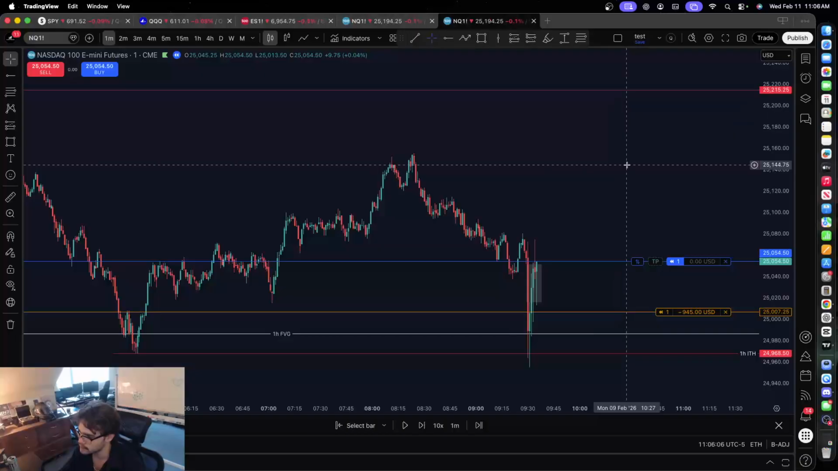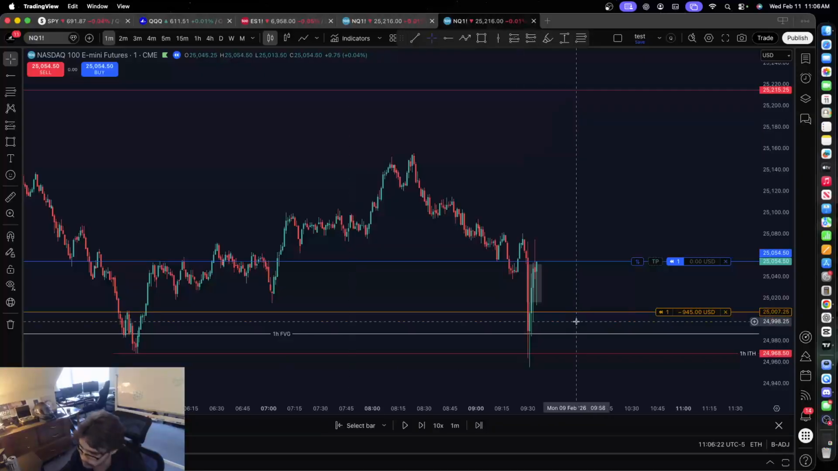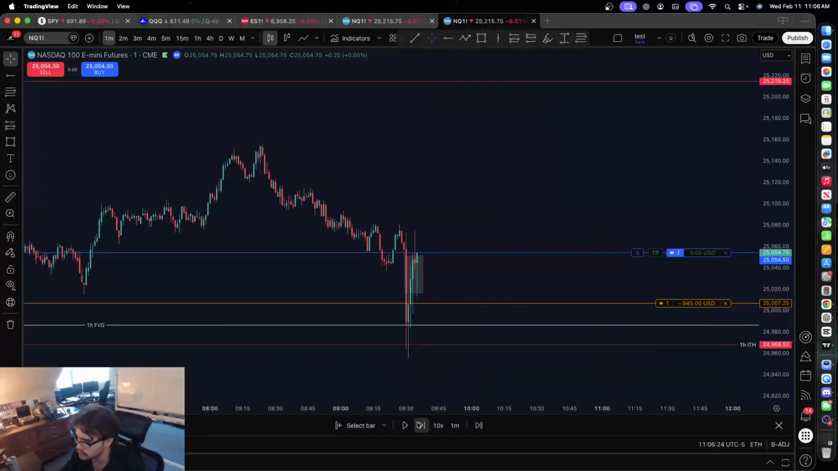I don't know if this is the exact trade I took. Let me see if I have Monday's price action. What day of the week is it? The 9th? It's not, by the way. Okay, so this is not the exact trade I took, but it's still a valid one. I'll show you the trade I took too.